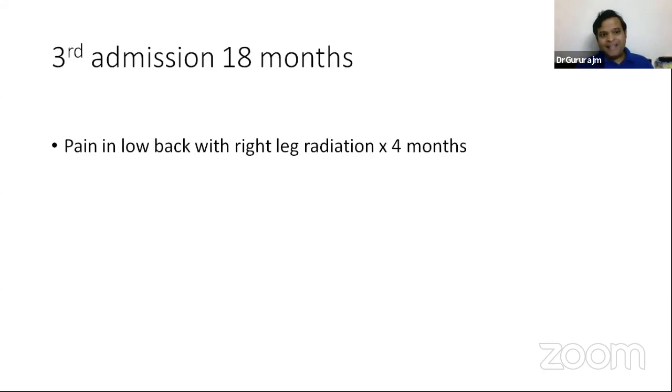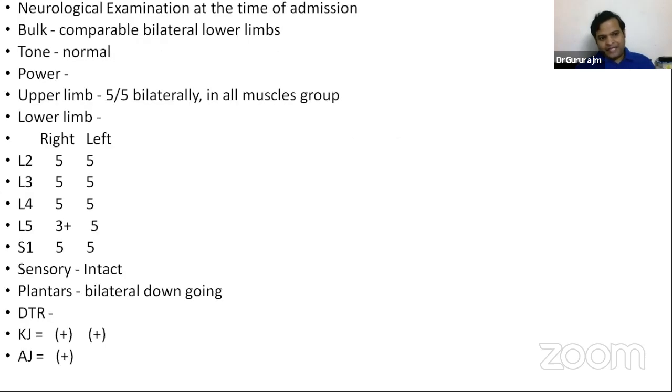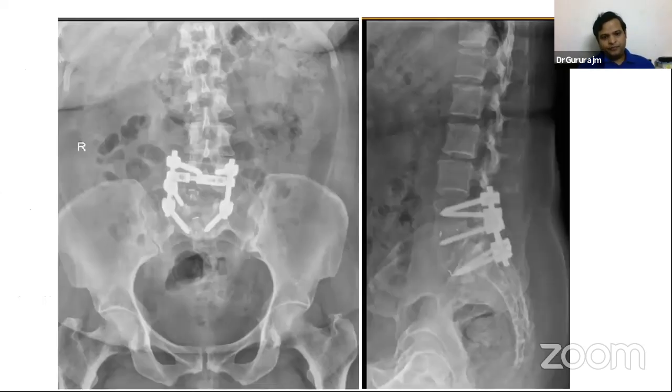And at 18 months, it was radiating again. She had a radiating pain down the right leg, which was initially the left leg. Now she had radiating pain down the right leg at 18 months, and it had been going on for 4 months. Again, the right-sided EHL was weak now. Left-sided had improved. So now this is the X-ray. Is there anything abnormal there?